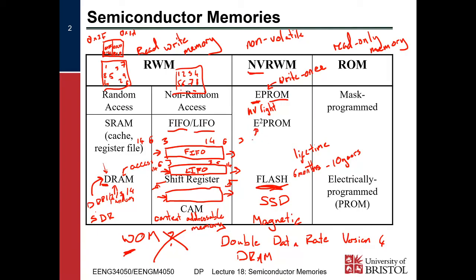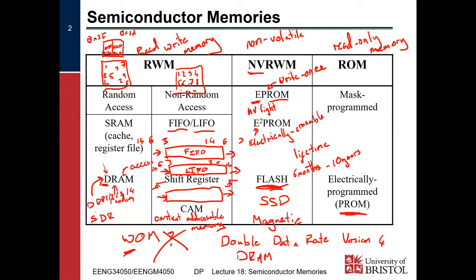This one is electrically erasable. So you use a very high voltage to erase the cell, and then a lower voltage to write to it, and then it's programmable ROM.